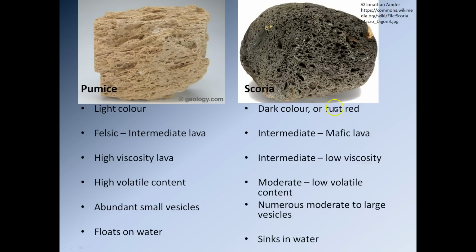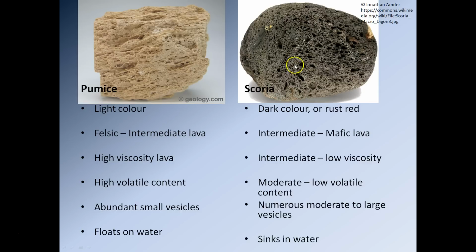In the case of scoria, it's much darker in colour. When it begins to weather, it will go rust red in colour. It's formed from intermediate to mafic lavas. It has an intermediate to low viscosity. That means these gas bubbles can join together, so you tend to get larger vesicles forming. The lava itself also has a lower volatile content, which means the number of vesicles you form will also be lower. And so your rock ends up containing numerous moderate to large vesicles, which means scoria is more rock than vesicle, so if you put scoria in water, it will sink.